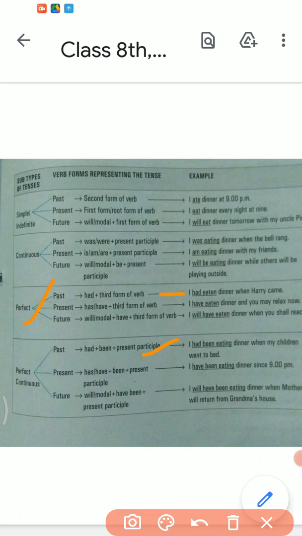Present participle means here the same fourth form of verb. For example, I had been eating dinner when my children went to bed. In present perfect continuous, we'll use has or have plus been plus present participle. For example, I have been eating dinner since 9 p.m. And in future perfect continuous, we will use will or shall plus have been plus present participle. For example, I will have been eating dinner when mother will return from grandma's house.